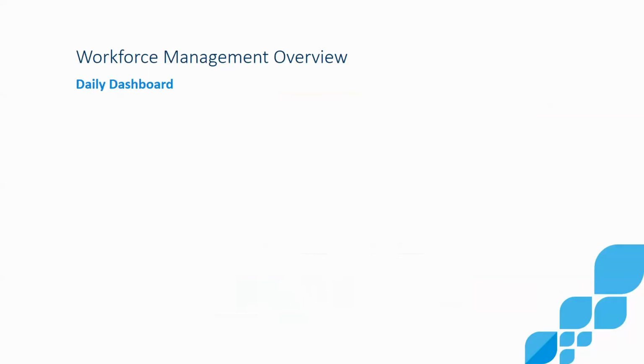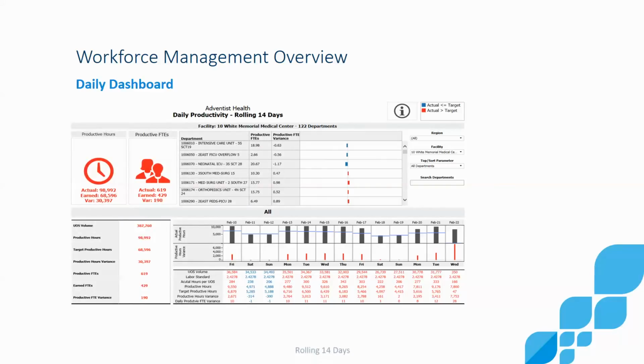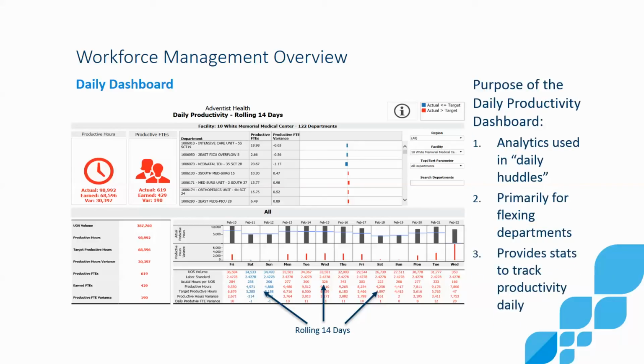The daily dashboard mirrors the bi-weekly. This dashboard has all the same features as the bi-weekly dashboard, except that it displays a rolling 14 days. The purpose of this dashboard is to be used as a resource for daily huddles for flexing departments.